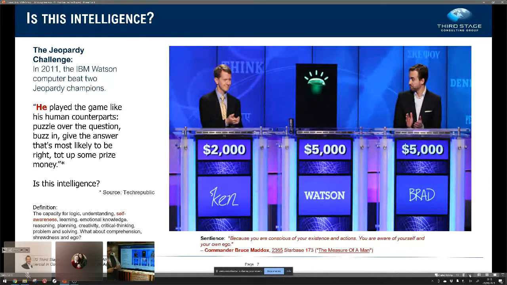And if you look at the definition, well, the capacity for logic, clearly Watson had the capacity for logic, for understanding, for learning, for reasoning, for planning, for creativity, critical thinking. It showed all of those when it was playing Jeopardy. Now, whether it was self-aware and what its emotional knowledge was, I think is probably more open to question. So if you'd asked Watson, what are you doing? It may well have replied, I'm playing Jeopardy, but it will have done that programmatically rather than because it was watching itself on the television.